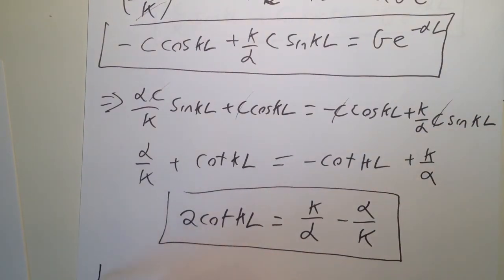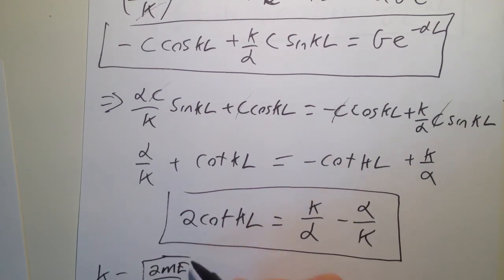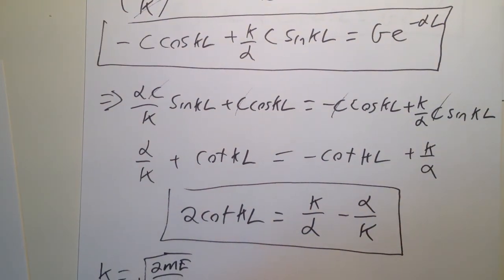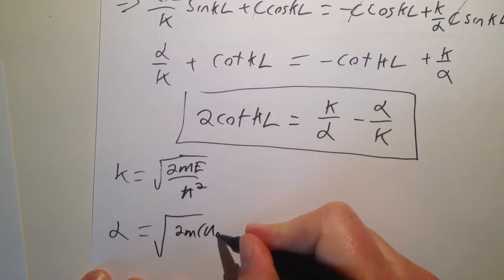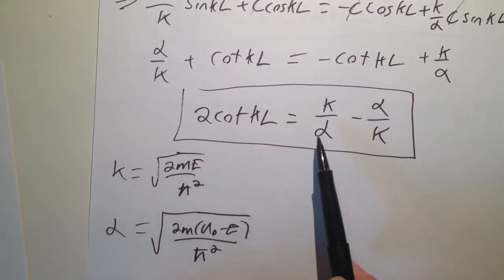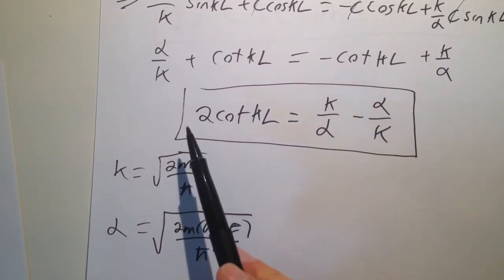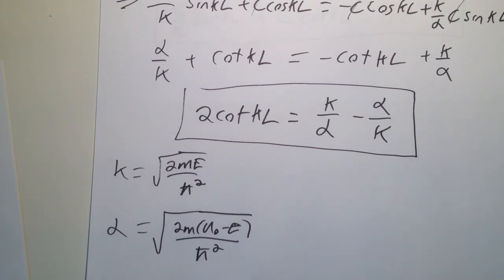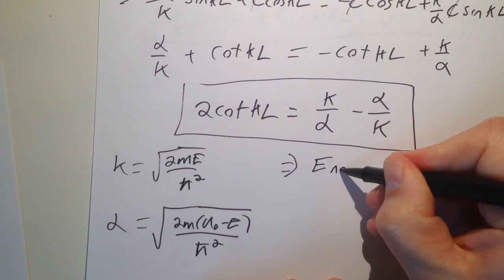And remember, k is equal to the square root of 2mE over h bar squared, and alpha is equal to the square root of 2m(U naught minus E) over h bar squared. So when I plug in k here, k here, k here, plug in alpha here, I have this big ugly equation that depends on energy. And it may not be obvious looking at it, but it turns out this does imply that energy is quantized.